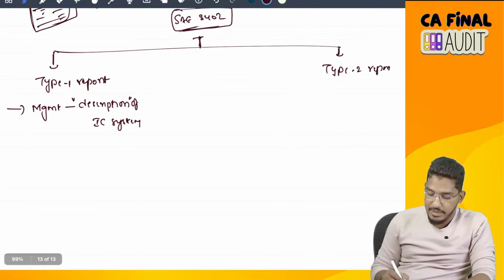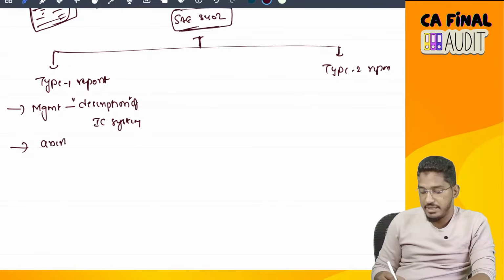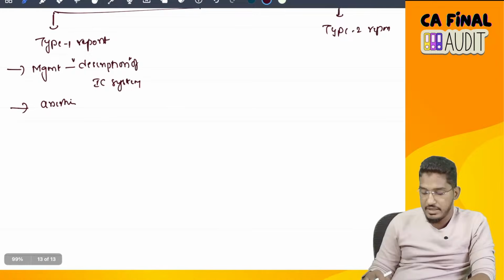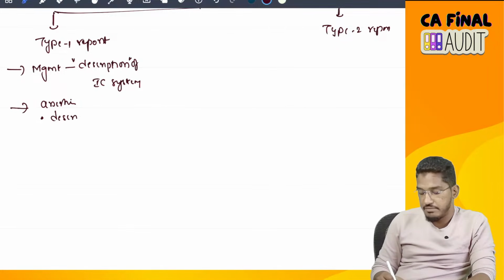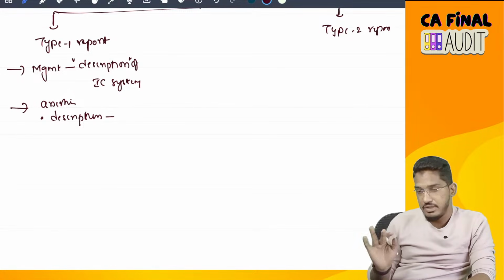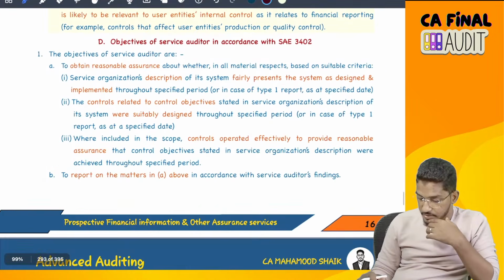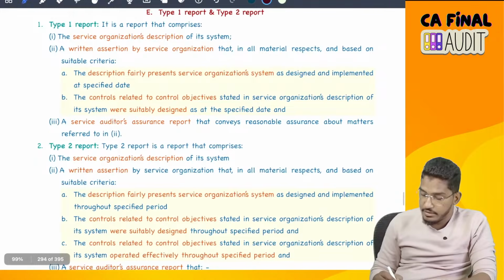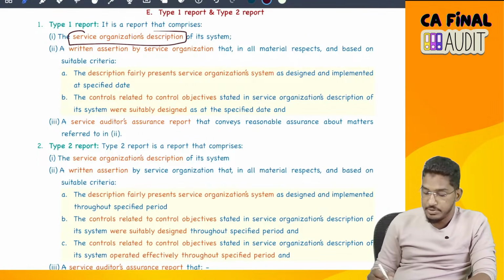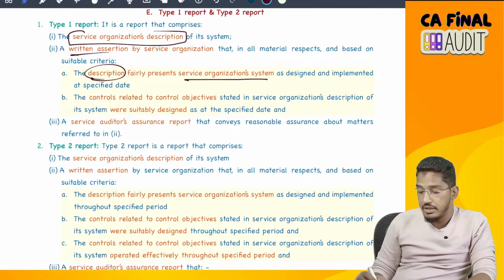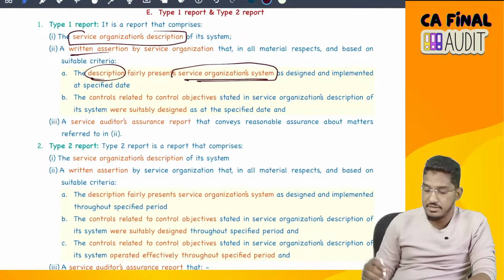After they have made the statement, they will make some assertions, some written statements. Management will say that whatever description of the internal control system they have given, they have given a genuine description only. Let me explain the terminology here. First, the service organization will give a description. Then they will give a written confirmation that whatever description they have given represents fairly the service organization's system as designed and implemented.